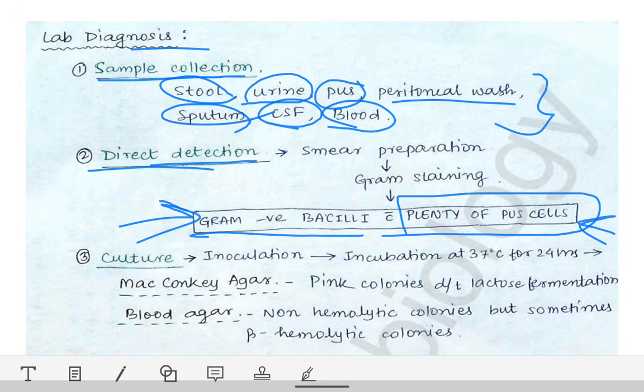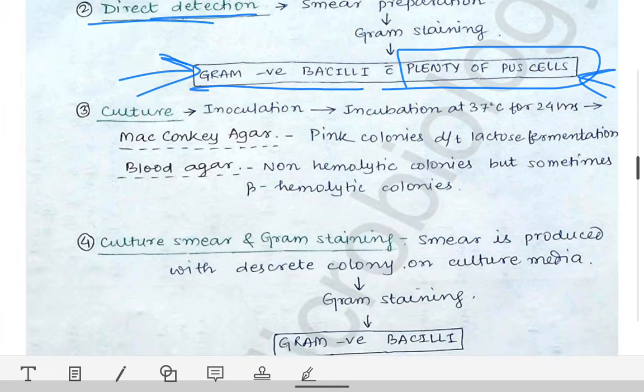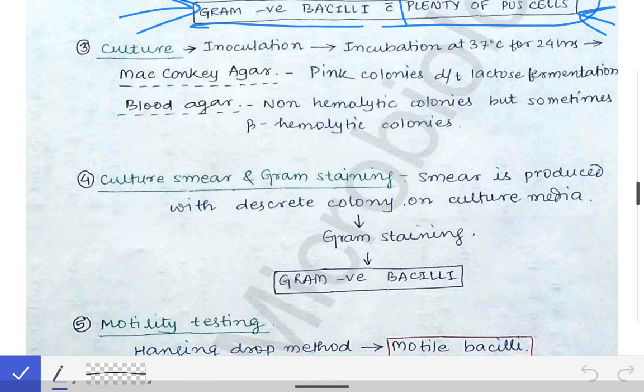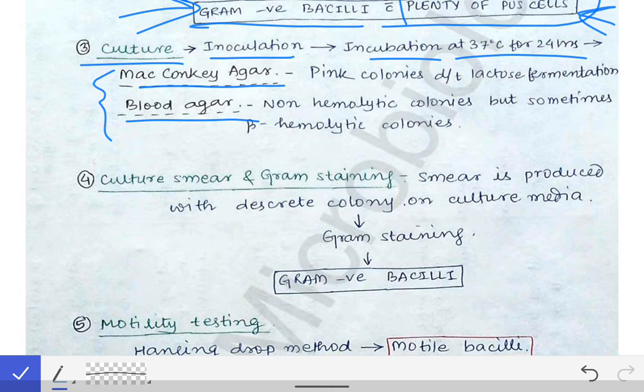So in direct detection, we can see gram-negative bacilli with plenty of pus cells. That will give us a clue about E. coli or any other gram-negative bacilli. Then culture. With the specimen we inoculate on the respective agar on some basal media, because we know E. coli is a non-fastidious organism. So some basal media are good enough to be inoculated with that specimen. After inoculation we incubate at 37 degrees centigrade for 24 hours over MacConkey agar and blood agar. These are two basal media, although blood agar is not strictly a basal media.